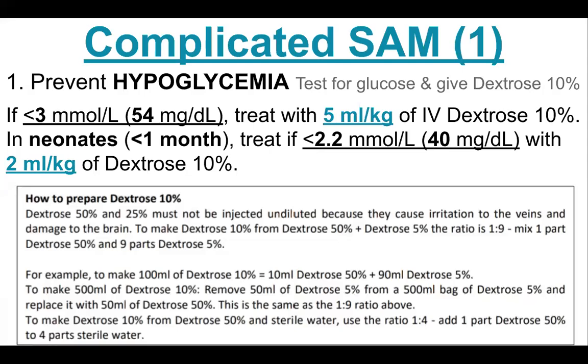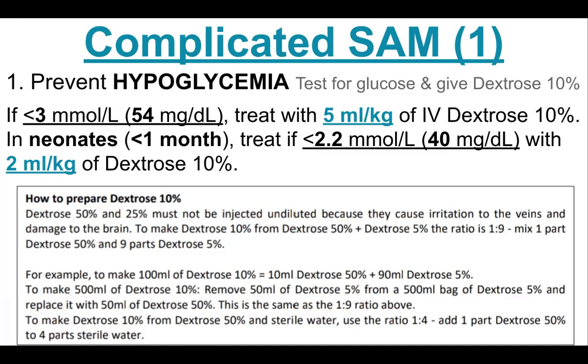So the first thing is to prevent hypoglycemia. We need to test for sugar and give dextrose 10%. So if the blood sugar level is less than 3 millimole per liter, we need to treat with 5 mils per kilogram of IV dextrose. However, in neonates who are less than 1 month, we need to treat if the blood sugar level is less than 2.2 millimole per liter with 2 mils per kilogram of dextrose 10%.